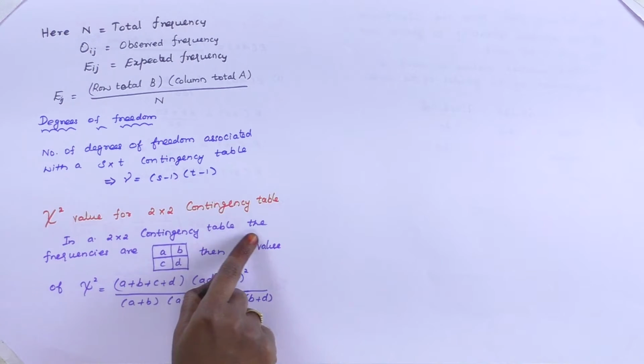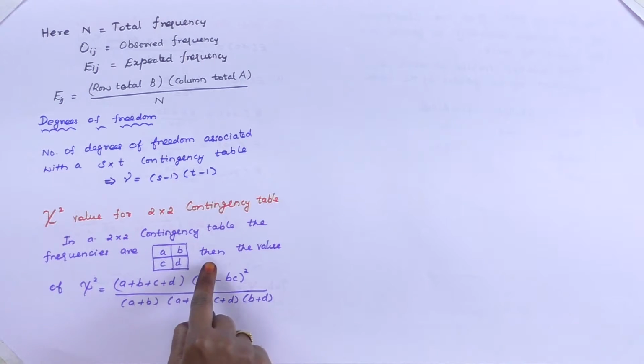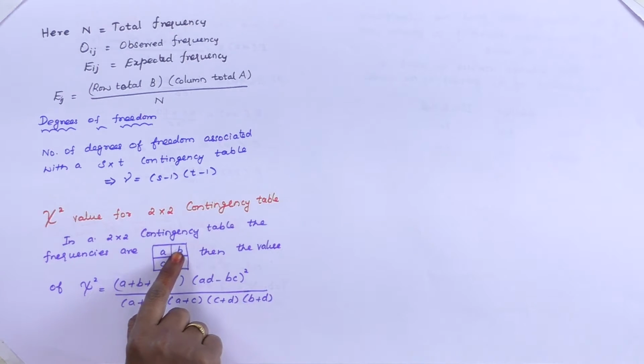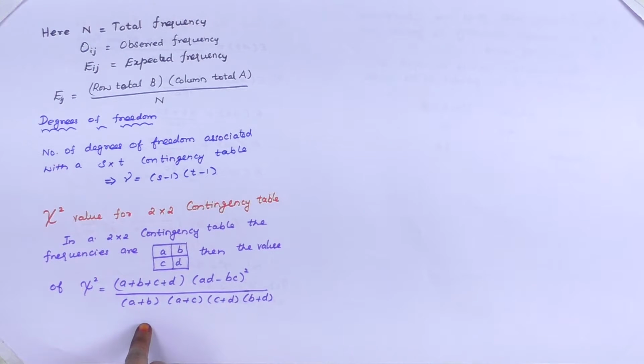In a 2 by 2 contingency table, the frequencies are A, B, C, D. Then the value of chi-square is equal to N, that is A plus B plus C plus D, into the cross product AD minus BC, the whole squared, divided by A plus B, A plus C, C plus D, B plus D. This is the formula for computing the chi-square statistic for independence of attributes for a 2 by 2 contingency table.